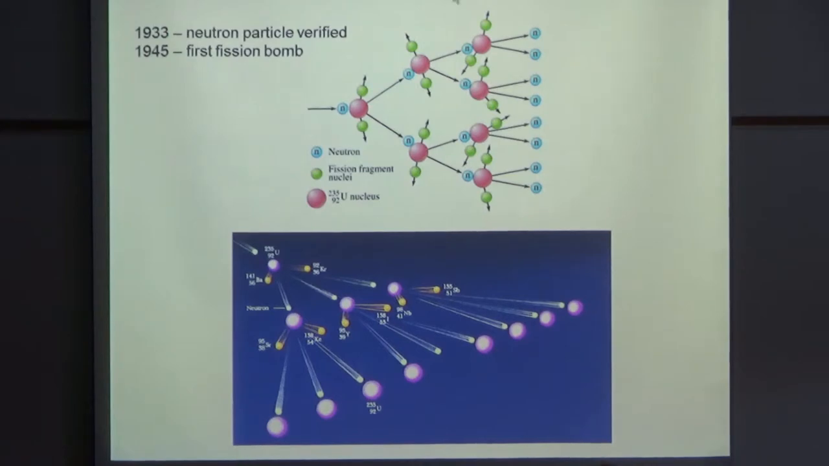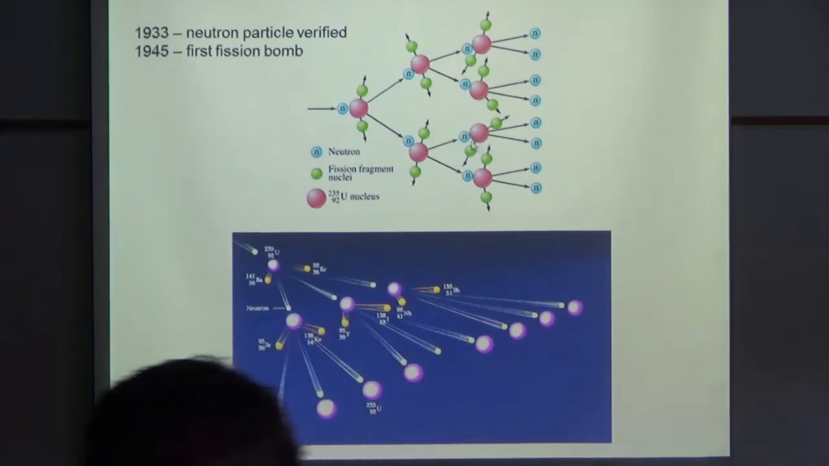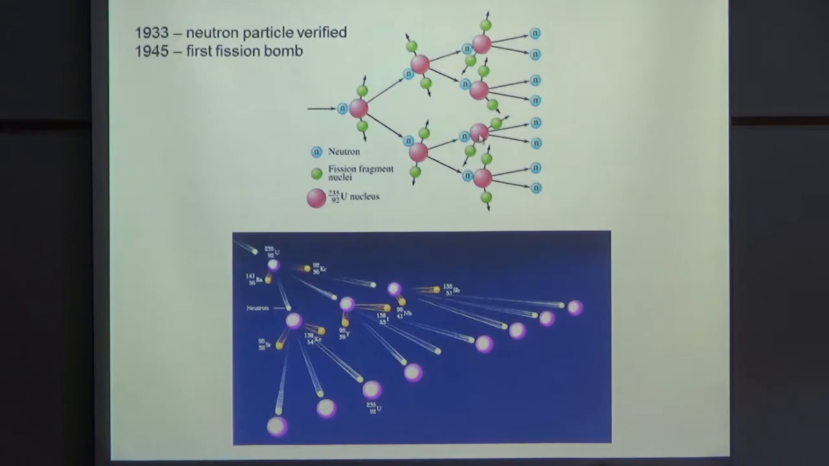And in 1933, we finally discovered or verified the existence of a neutron. There had been a problem with the periodic table. We had figured out that atoms appeared to have at least twice as much mass as the number of protons that they had. And this was a glaring enigma. Many people had hypothesized there was a neutral particle of similar mass, but it didn't have a charge, so it wouldn't react with electrons. Finally, an experiment was done in 1933 and proved the neutron's existence.